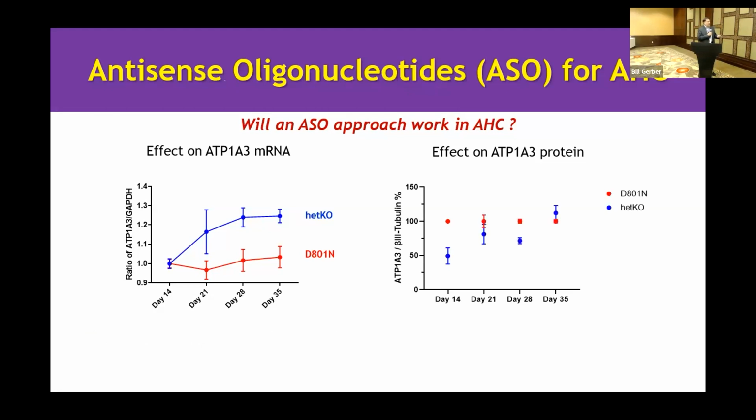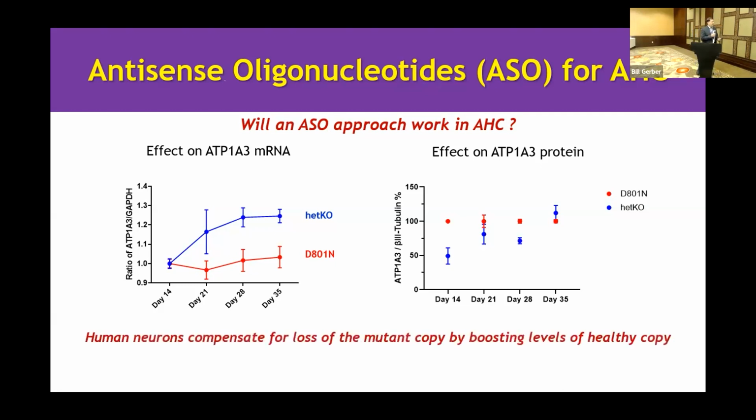But over time, there is some adaptation or compensation by the neurons that allows the amount of protein in the cell to not be very much different when we get out to day 35 between the cell line that has two copies, one being a mutation, and the cell line that only has one copy. So this gave us hope that maybe neurons, they're smart. They have figured out a way to compensate for the absence of one copy.